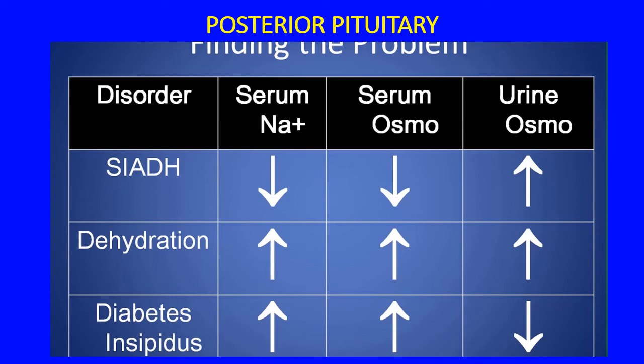With dehydration, it's a little bit different. What you're going to have in dehydration is increases in serum sodium, serum osmolarity, and urine osmolarity. In dehydration, you're always going to see, for the most part, a much more concentrated urine. Okay. With diabetes insipidus, you're going to see increases in serum sodium and serum osmolarity. But the interesting thing is that the urine osmolarity will decrease.